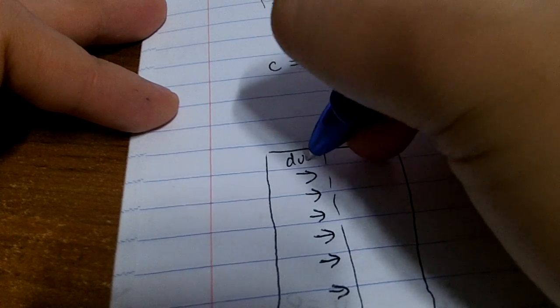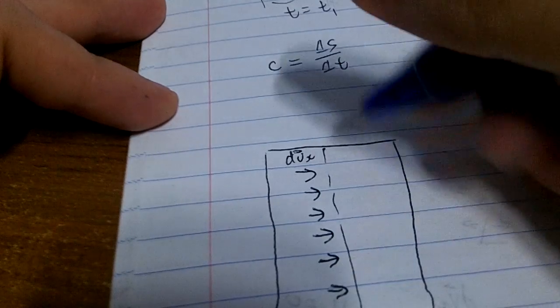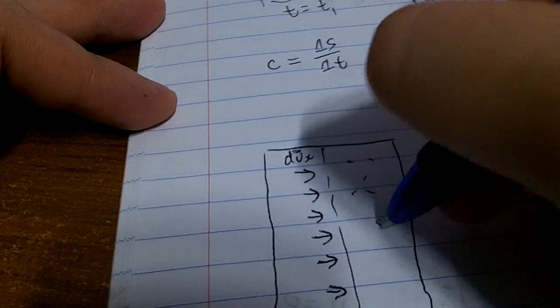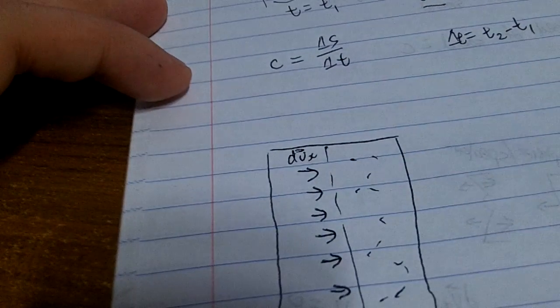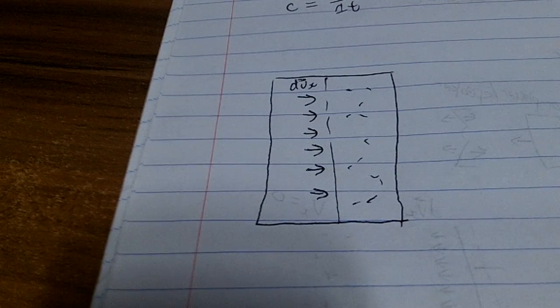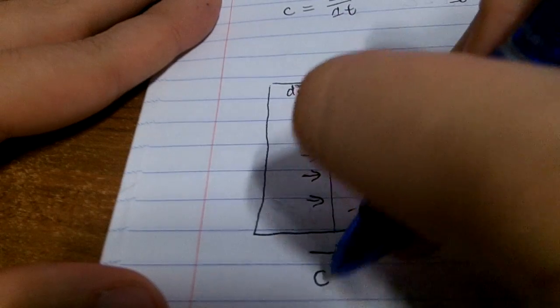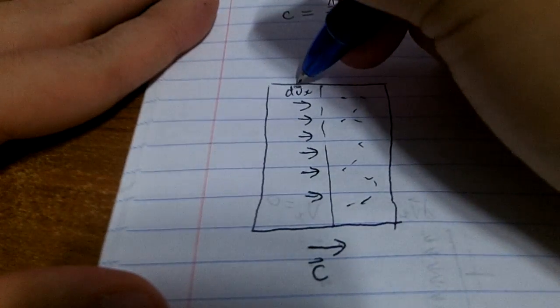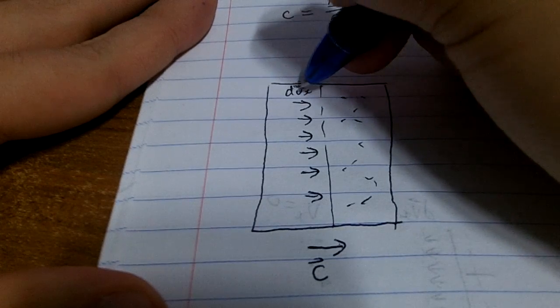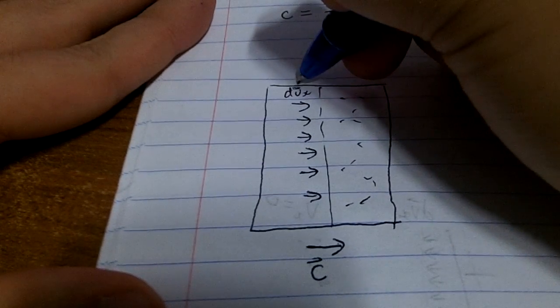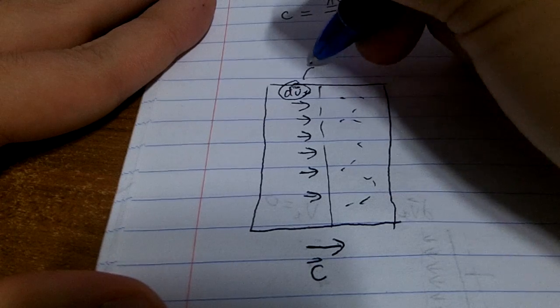These guys will be moving at dvx, and this is the still air. And let's say, to simplify things for ourselves, that this thing is moving to the right at the speed of sound. If that is the case, you actually have to change this to 0.